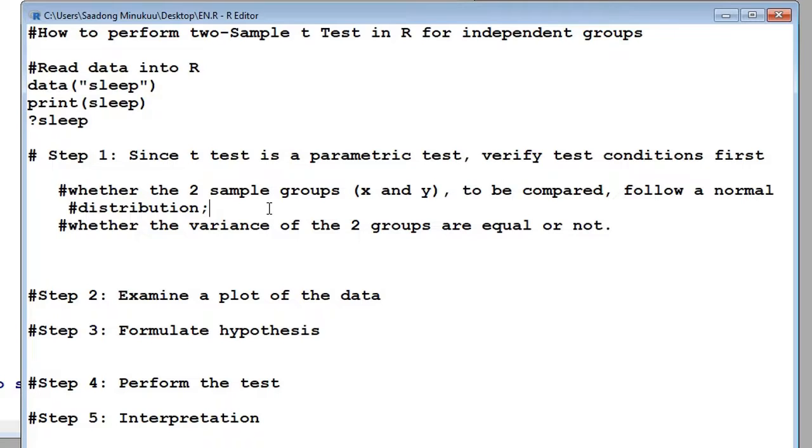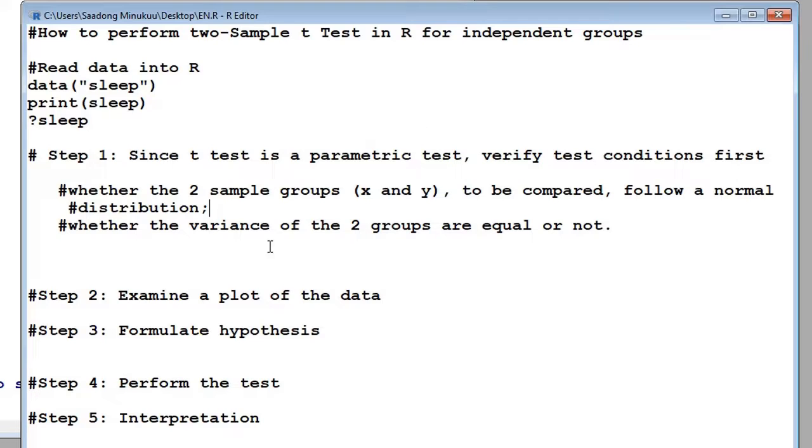And then the second condition is to verify whether the two groups have equal variances, and to do this you simply do the test called the variance F test, or Fisher's test of variances. In a case where we find out that the two groups have equal variances, then we can do t.test for equal variances. In case they have unequal variances, then we do t.test for unequal variances.